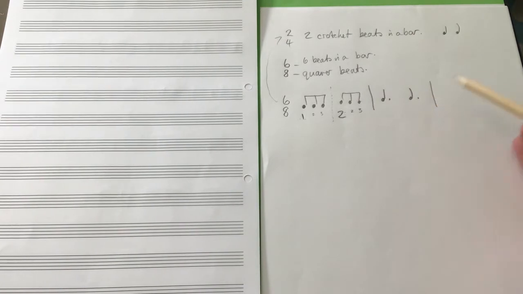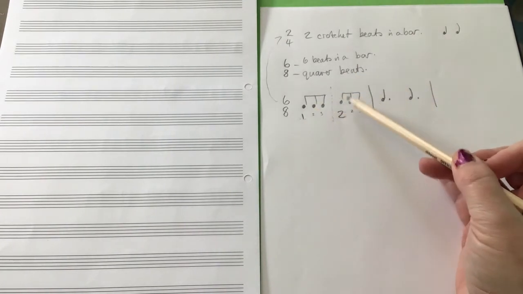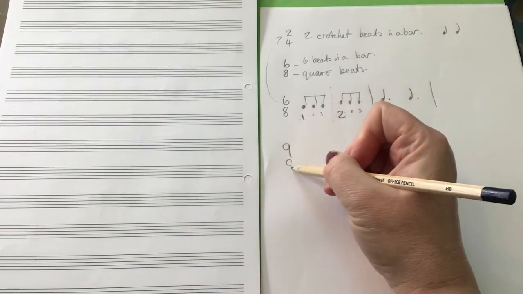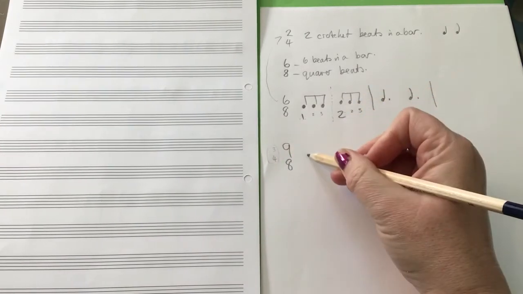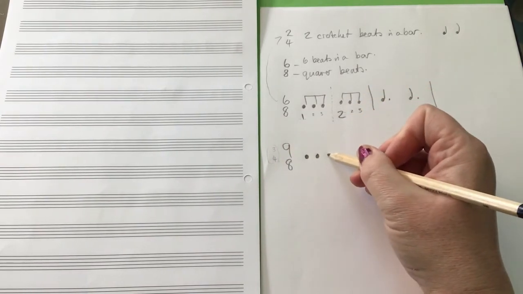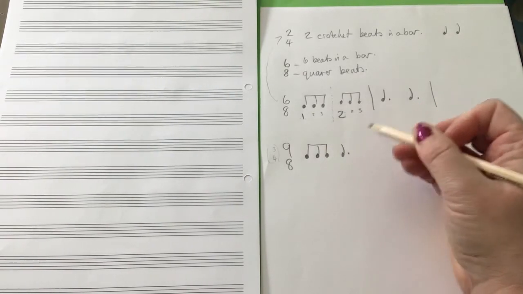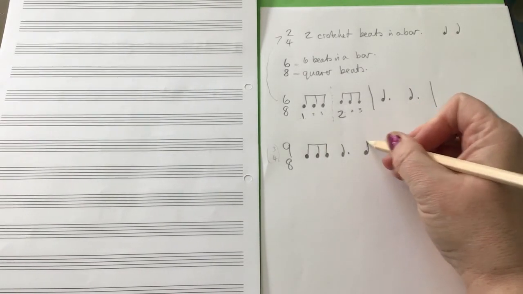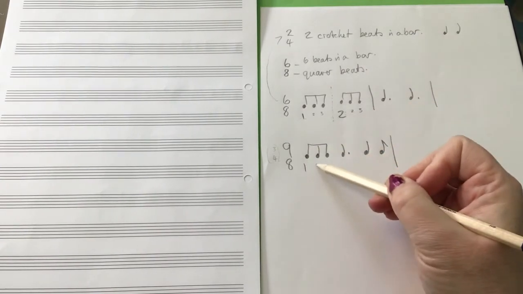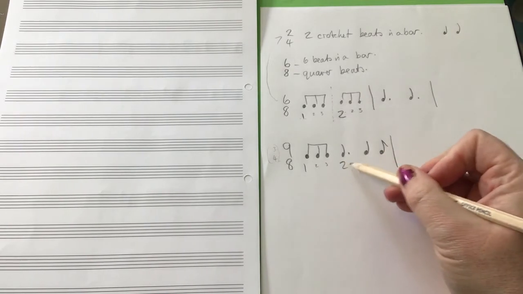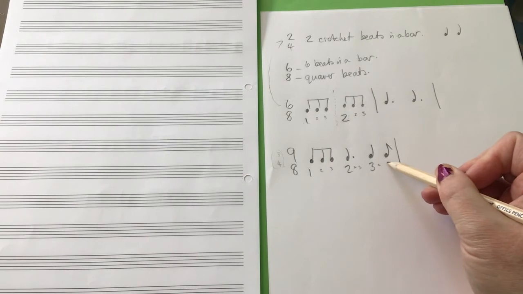So the thing to remember when we're grouping notes is 6/8 is 2 sets of 3 quavers. 9/8, which would be the equivalent, just in case you're worrying, of 3/4, is 3 sets of quavers. So 3 sets of 3. 1, 2, 3. Let's put a dotted crotchet there, and then let's make it a little bit more interesting. Let's do a crotchet quaver. So we've got 1, 2, 3, 2, 2, 3. That's extended. 3, 2, 3.